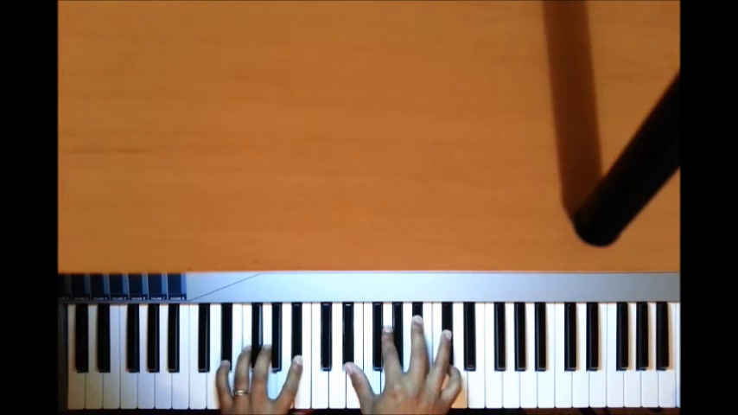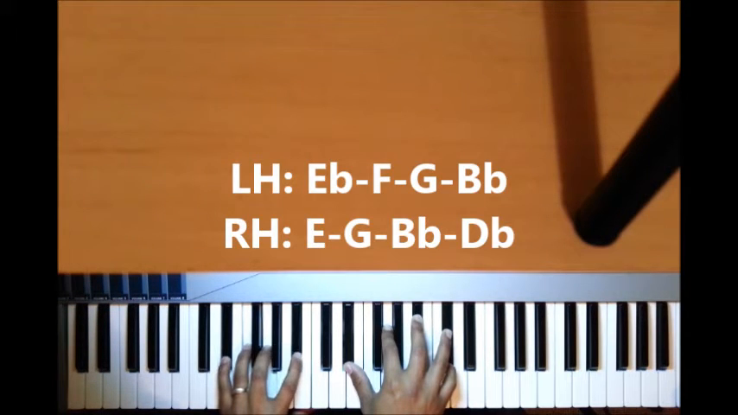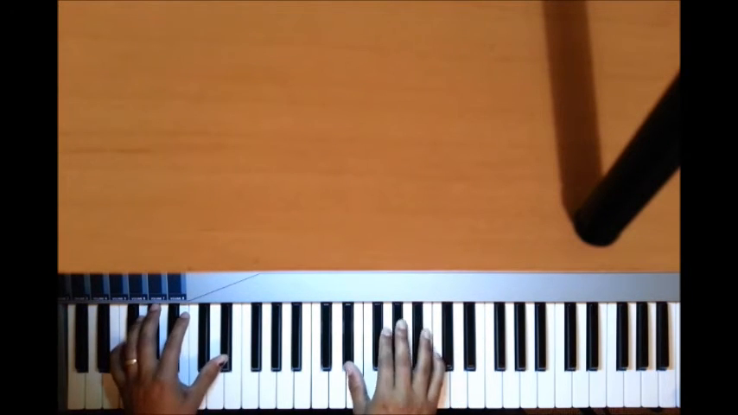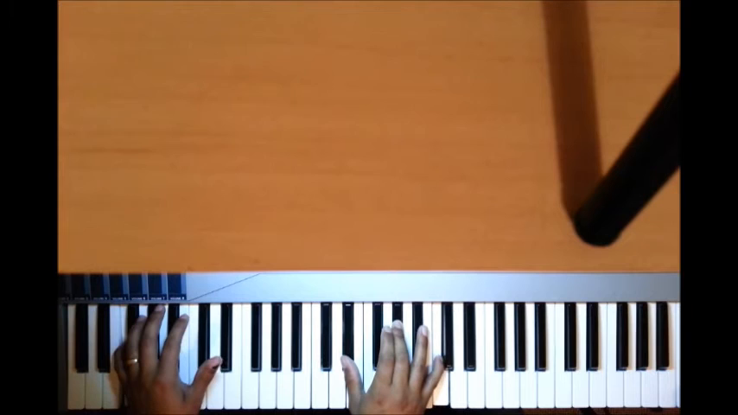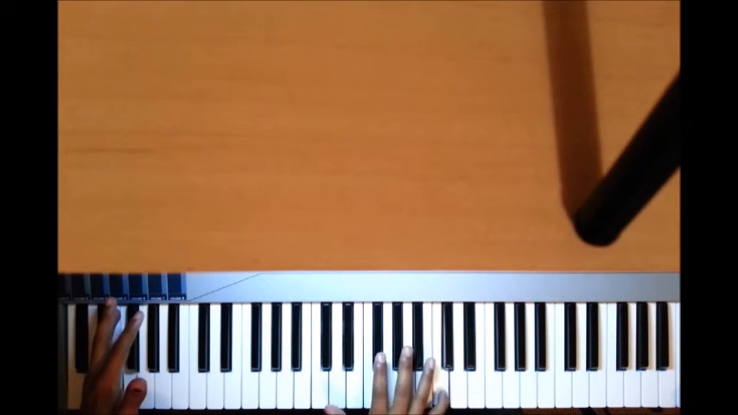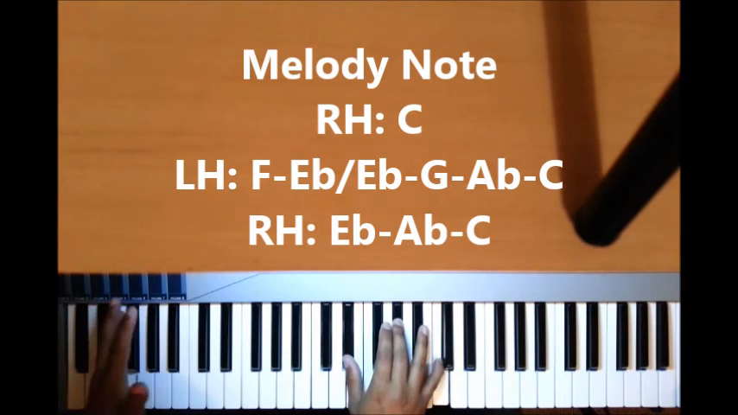And then you play this chord, all over the 5. So that's E flat, F, G, B flat for my left hand. For my right hand I have E flat, G, B flat, D flat. And then you play this, right? So it's first C and then chord.